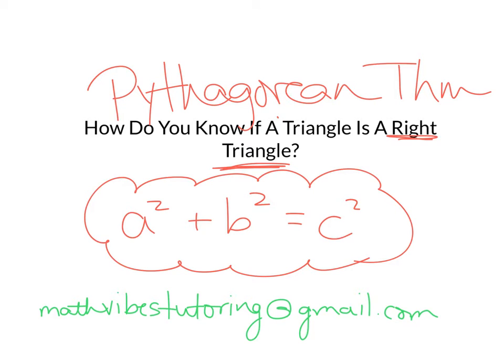So if we know three sides of a figure, it is very easy for us to figure out if it really is a right triangle. And the answer will be yes if it follows this Pythagorean theorem. So let's look at the first.